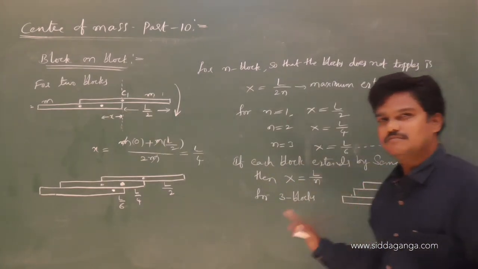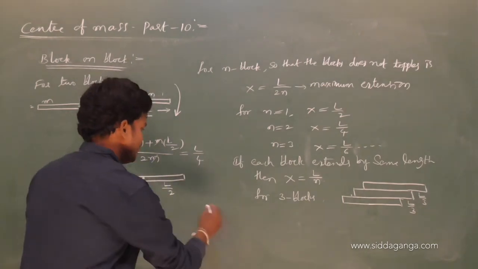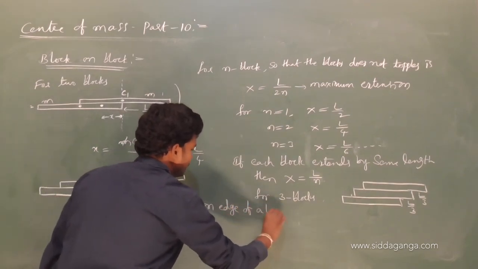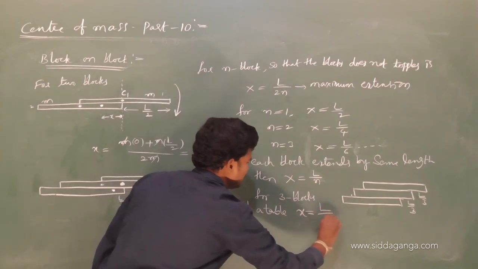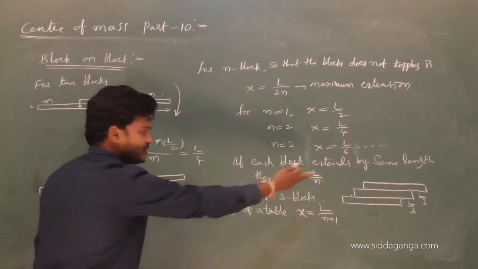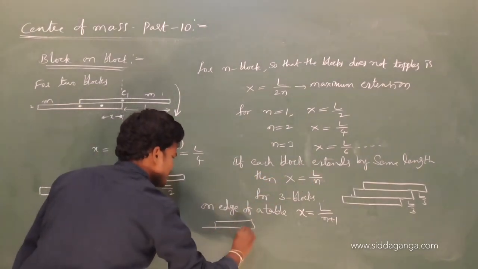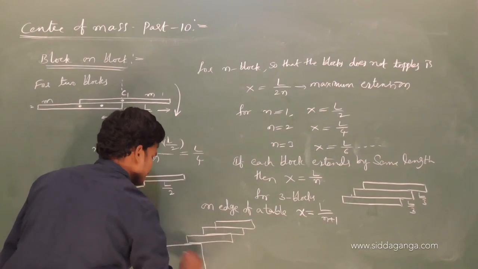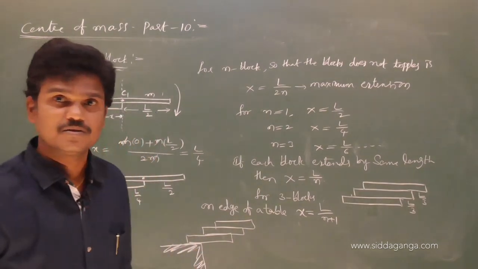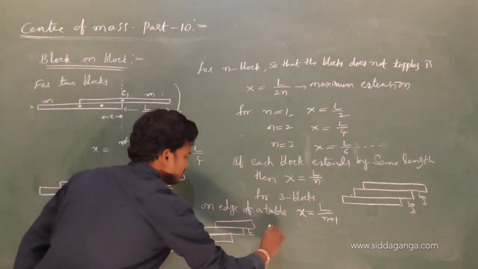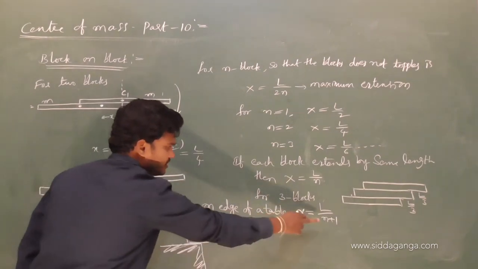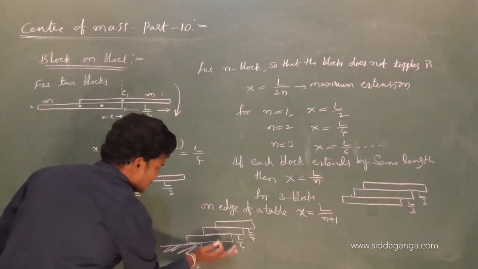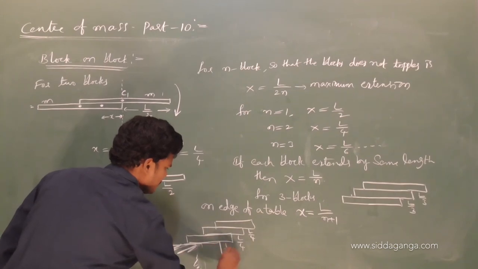If this block system is placed on some table, on the edge of a table, then use x is equal to L by n plus 1 extra. If the same system is placed on the edge of a table, so how much is this value? L by n plus 1. N means number of blocks, 3 plus 1. So L by 4. You keep like this, L by 4. And see, this is also L by 4.